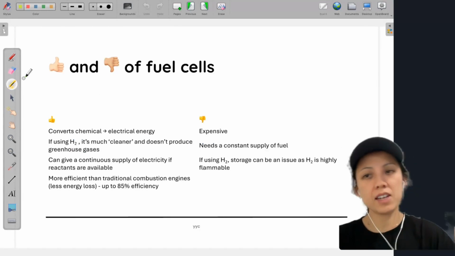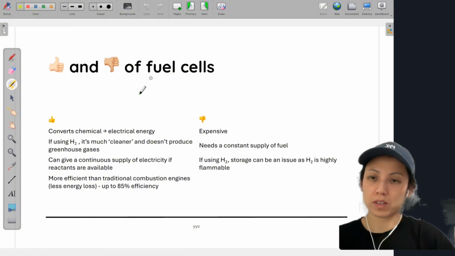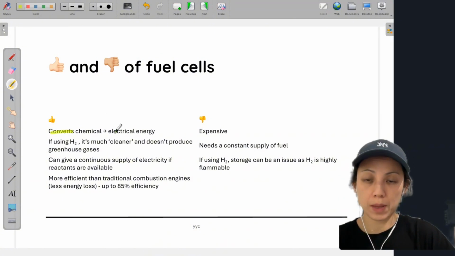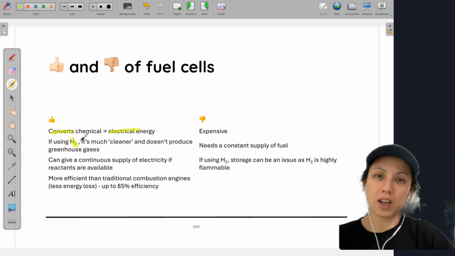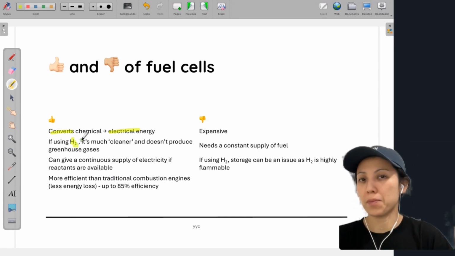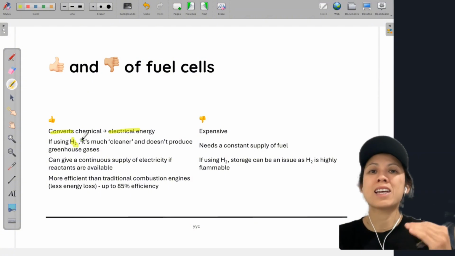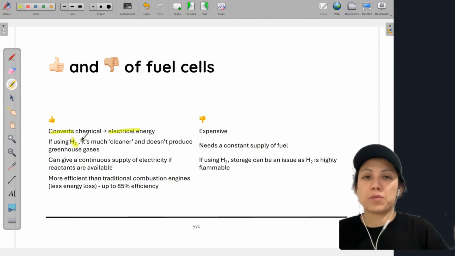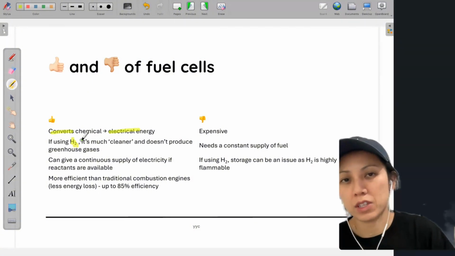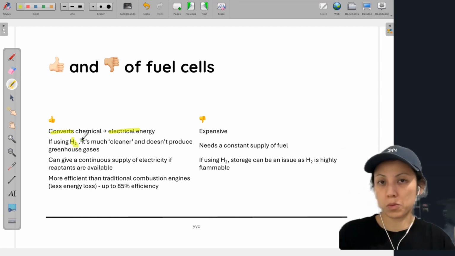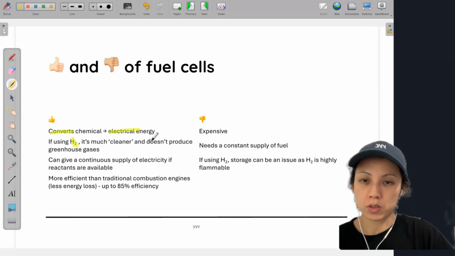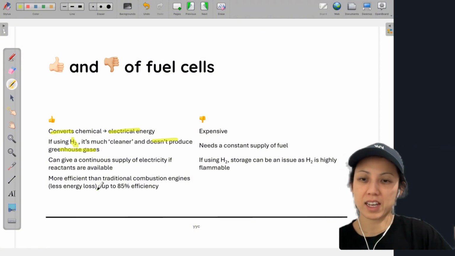What's good and what's not so great about using fuel cells? The great thing is you can convert chemical energy to electrical energy. If we use hydrogen as a fuel, as you saw, it's much cleaner because what we produce as a result is none of that carbon dioxide, anything that's bad for the environment. So really, the hydrogen ions are produced, and if you're talking about the oxygen side, we produce water. So it doesn't produce these nasty greenhouse gases.